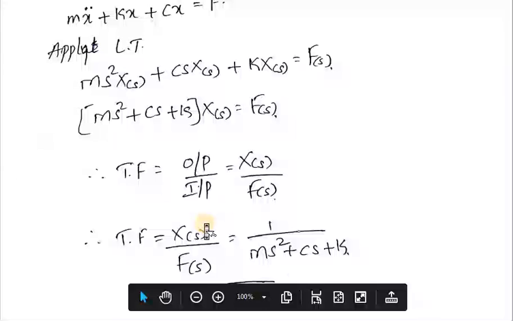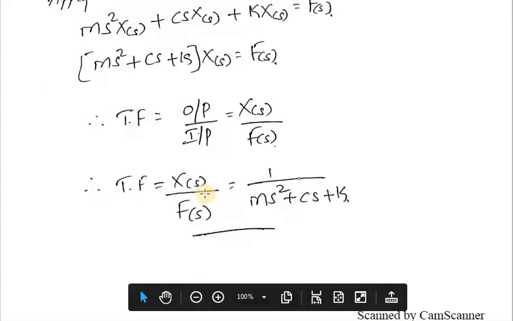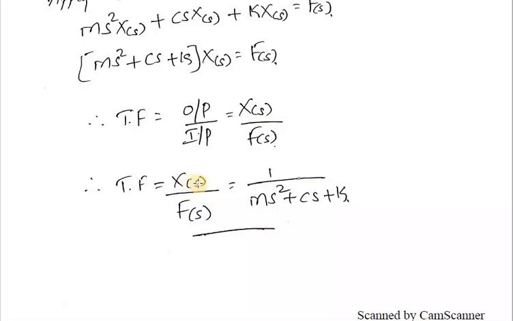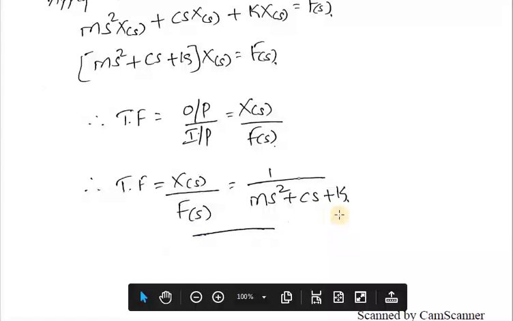So transfer function is output by input. So x of s divided by f of s, because here f of s is the input, that is the applied force. Because of that applied force, the system is having the displacement as x. So x of s divided by f of s is equal to 1 by ms square plus cs plus k. So this is the transfer function for the given system.